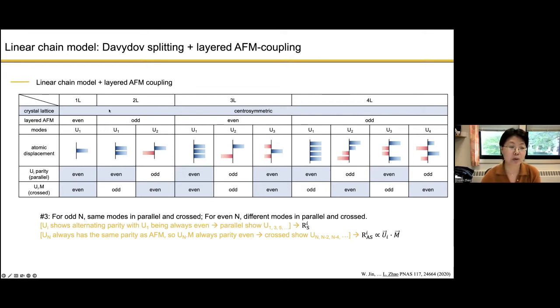But in few layer chromium triiodide, the magnetism has alternating parity as the layer number increases. So for odd layers, it has even parity for magnetism. Then it will pick even phonons to pair together to produce an even product here. That's why for the odd layers, the parallel and cross channels show the very same sets of modes. But for the even layers, the magnetism is actually odd. So for this product to be even, it will pick the odd modes. That's why for the even layers, the modes are complementary in the 2 channels.